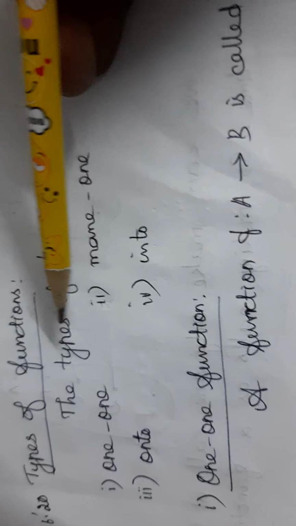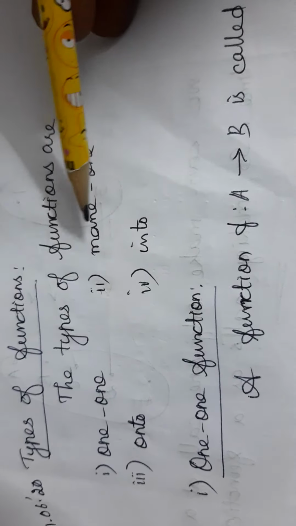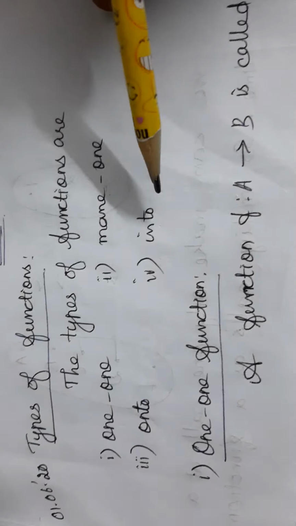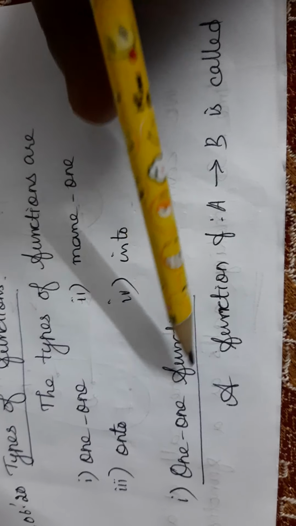Now we can learn types of functions. So, four types of functions: one-one, many-one, onto, into. Okay, first one you can see is the one-one function.